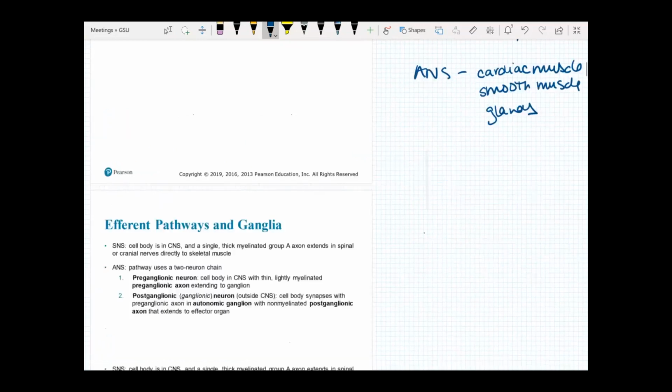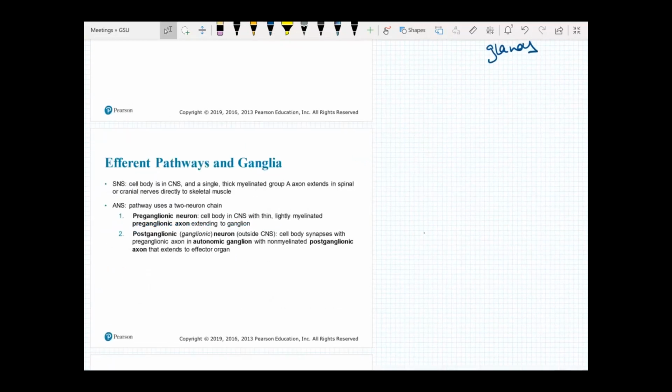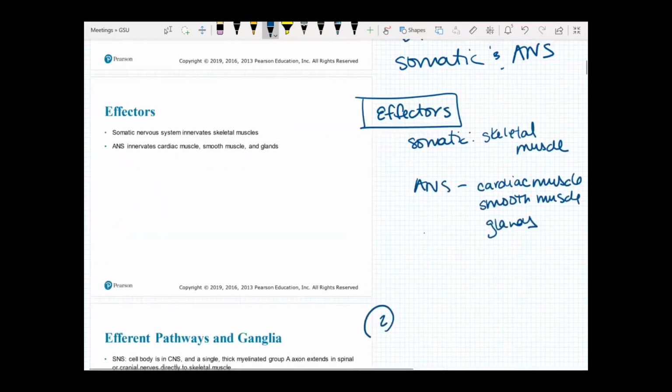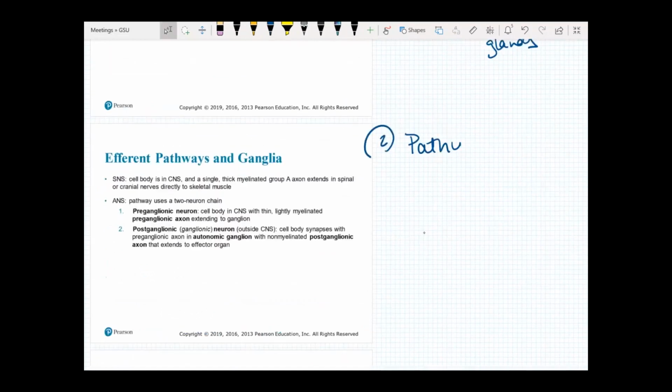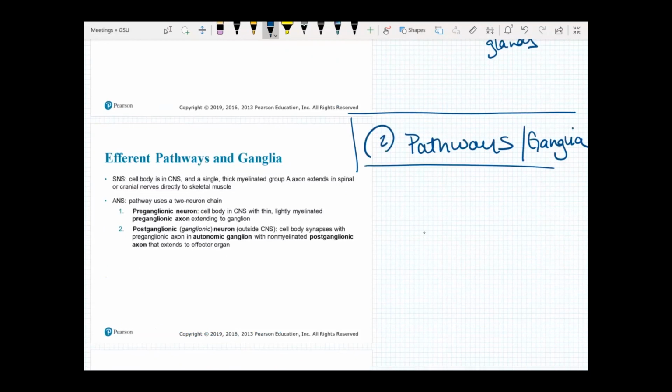The next way they differ is going to be pathways and ganglia. One thing to note as we're talking about pathways and ganglia is that in the somatic nervous system, there's only going to be one motor neuron, or two motor neurons, or three motor neurons. So it could be a variety of different amounts.